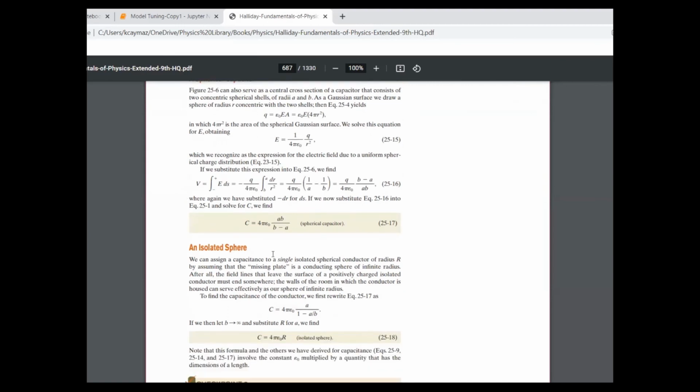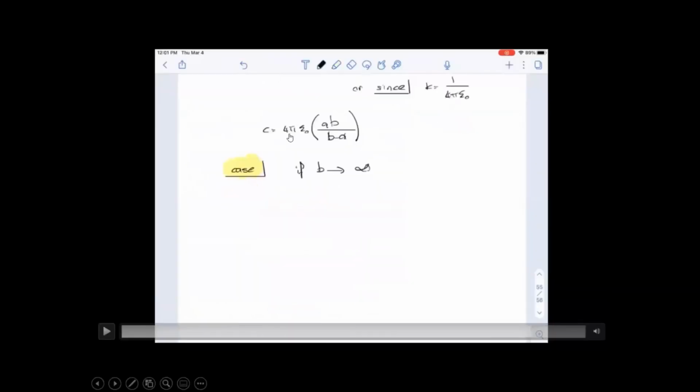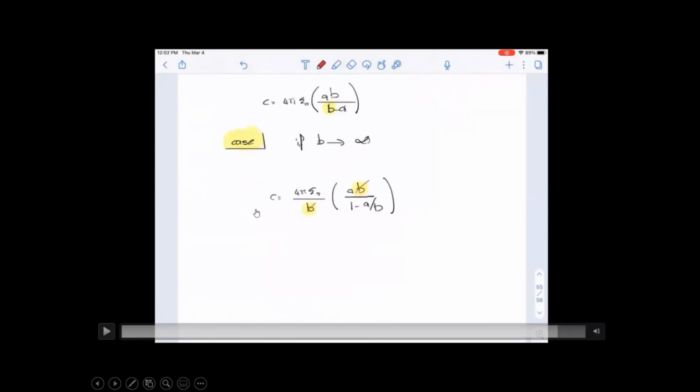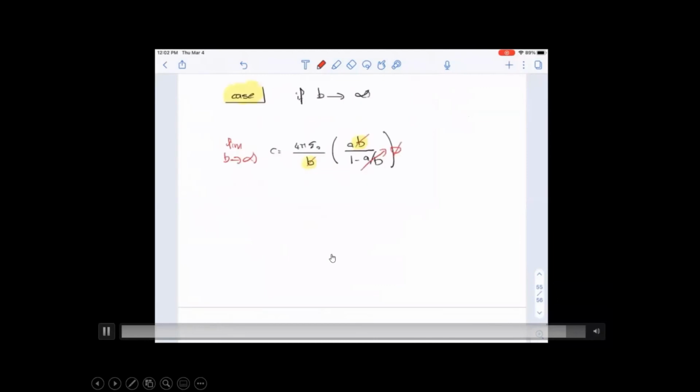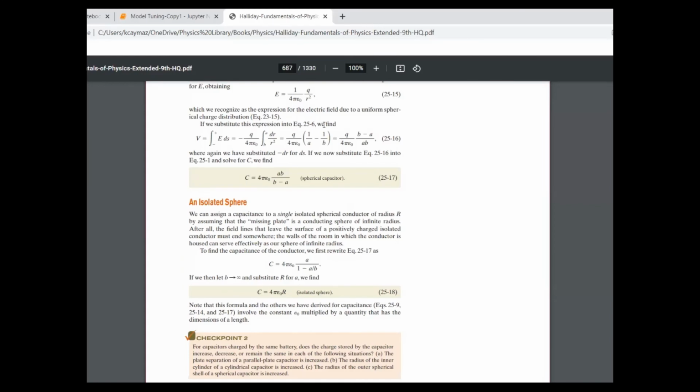And then if it's an isolated sphere, just like the Earth, then obviously take this second sphere and place it at infinity. All right, so factor out B. There's going to be a cancellation between this B and that B. And then when the limit goes to infinity for B, A divided by infinity is going to be 0. All right, so it gives you a generalized expression for that, which happens to be this.